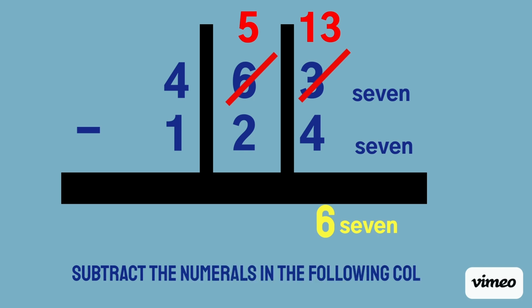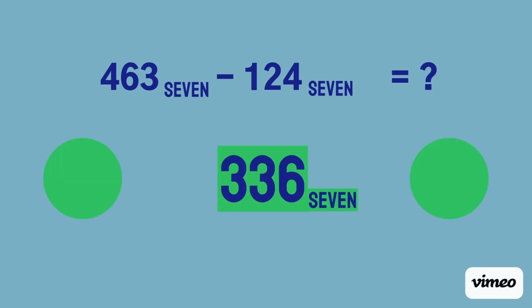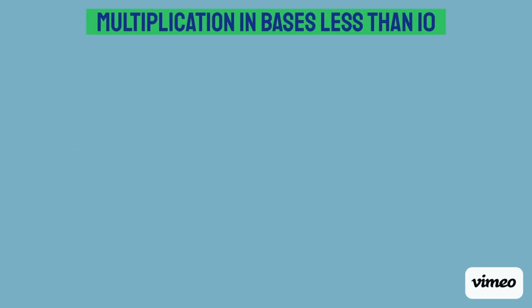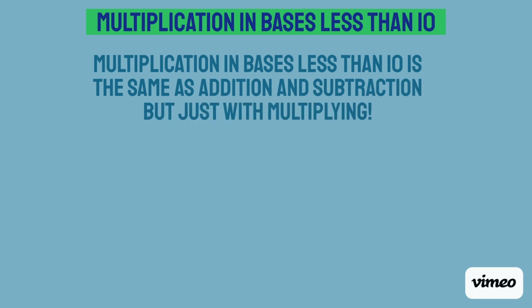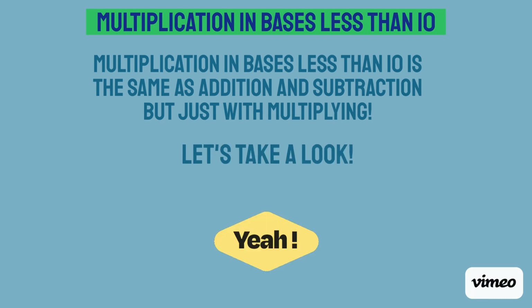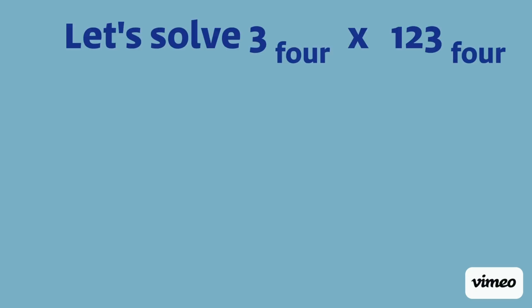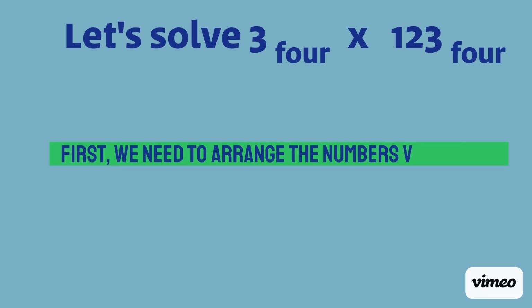Subtract the numbers from the following columns. Our total is 336 in base 7. Multiplying in bases less than 10 is the same as addition and subtraction, but just with multiplying. Let's take a look. Let's solve 3 in base 4 times 123 in base 4.